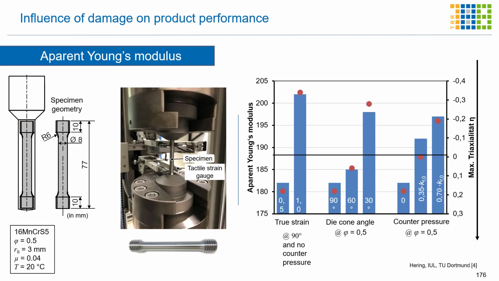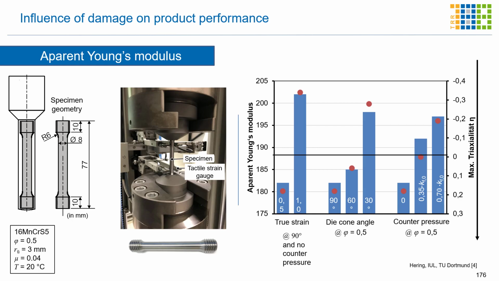After we have separated each mechanical property from each other, and we now know how the extrusion strain also affects the stress state, we can now have a look at the influence of damage on the product performance. Therefore, we manufactured specimens out of the extruded parts and conducted, for example, tensile tests to measure the apparent Young's modulus in terms of the stiffness evaluation. And on the right hand side, the results of the apparent Young's modulus for different process parameters are shown.